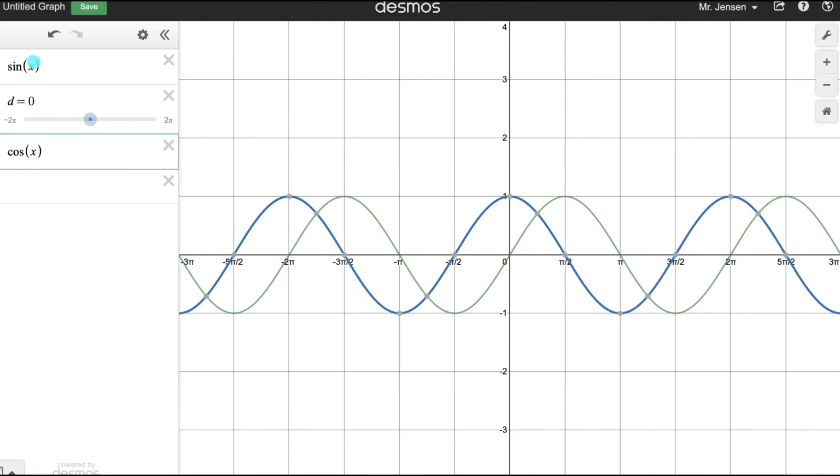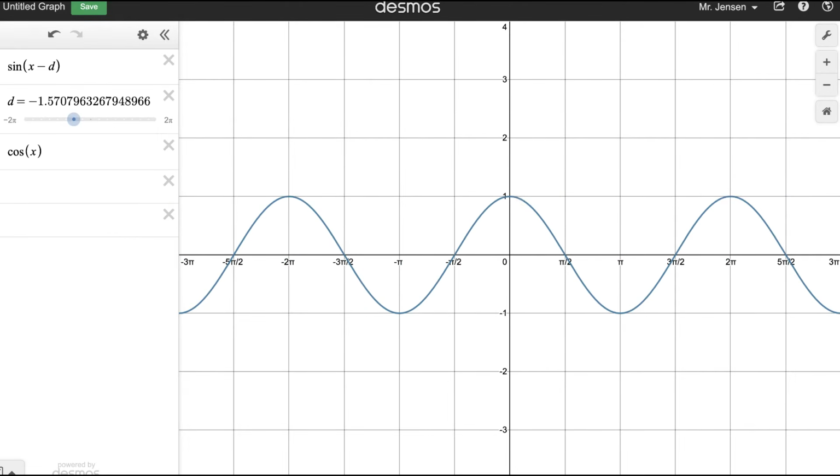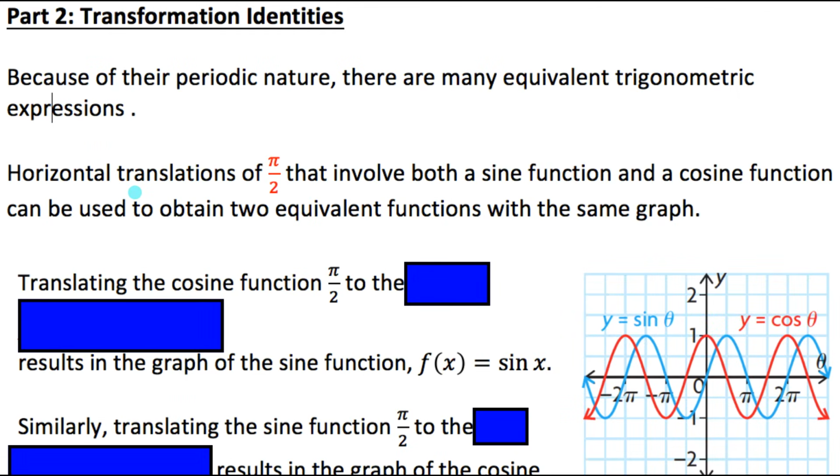Now, we don't have to shift the cosine function to make it line up with the sine function. I could shift the sine function to make it line up with the cosine function. So to do that, I could shift the sine function, the green one, pi over 2 to the left, and then it would line up with the cosine function exactly. So let me do that. There we go. Notice once again, they're the exact same function. So that's what this says here.